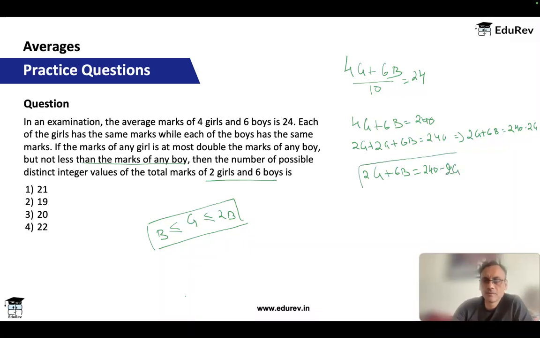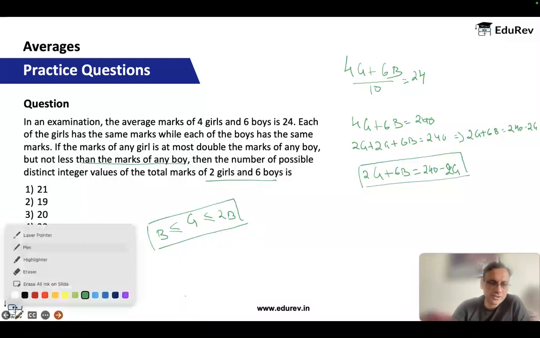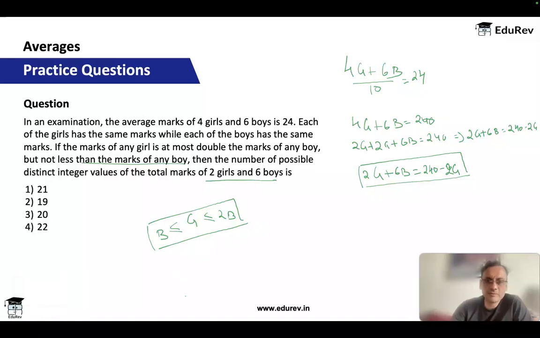Okay, fine. So we have done till here. Now, how do we proceed? We proceed by taking help of this. Let's look at the lower end where G is equal to B. Okay, let's put that here in the main equation. So 4G plus 6G is equal to 240. That means G is equal to 24.